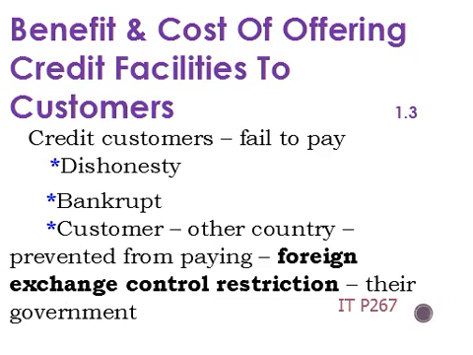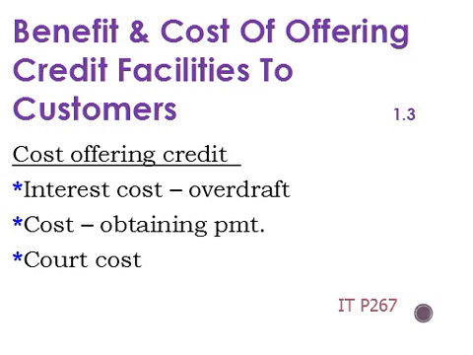Credit customers may fail to pay their accounts because of dishonesty, or because they have become bankrupt and cannot pay. Credit customers from another country may be unable to pay, due to a foreign exchange restriction imposed by their government. So therefore, the costs of offering credit are interest costs of an overdraft, if customers do not pay promptly. The costs of obtaining payment, for example, debt collectors. And court costs, for example, if the customer needs to be sued in order to collect payment.